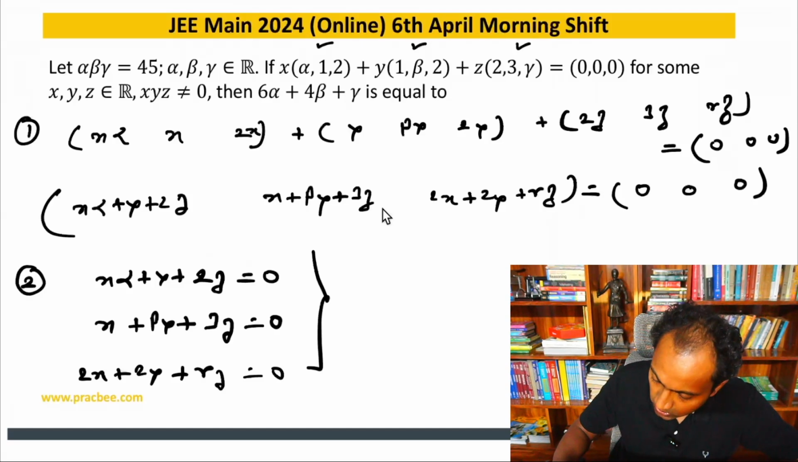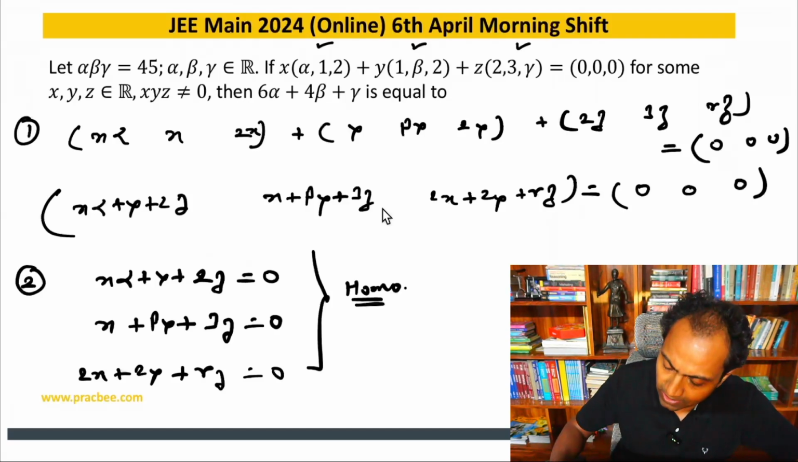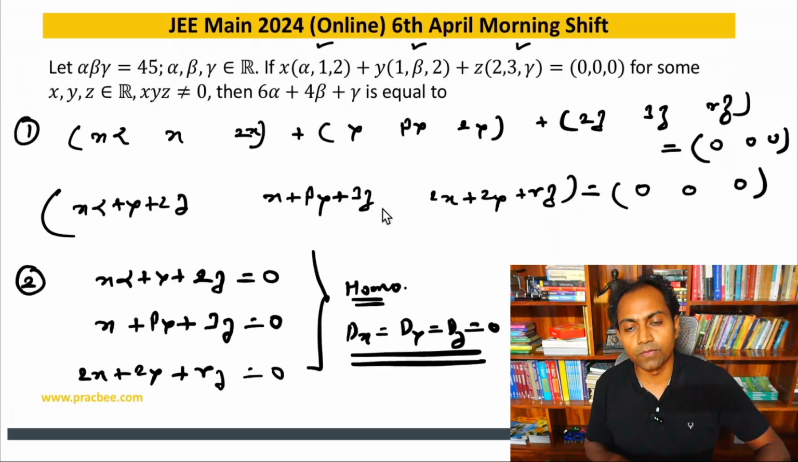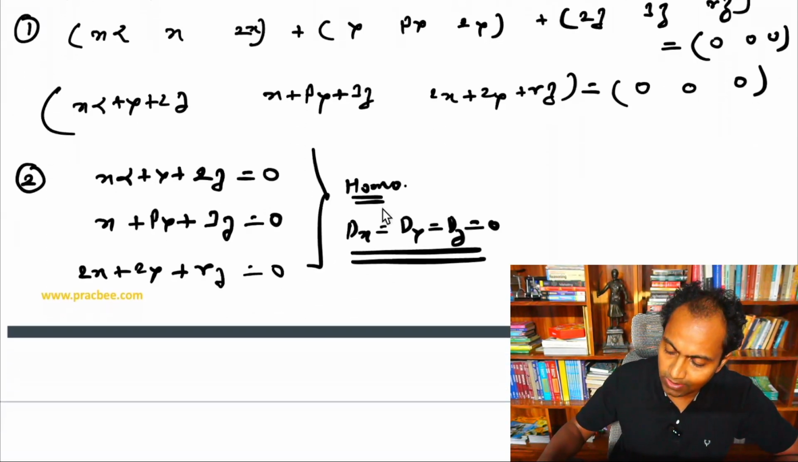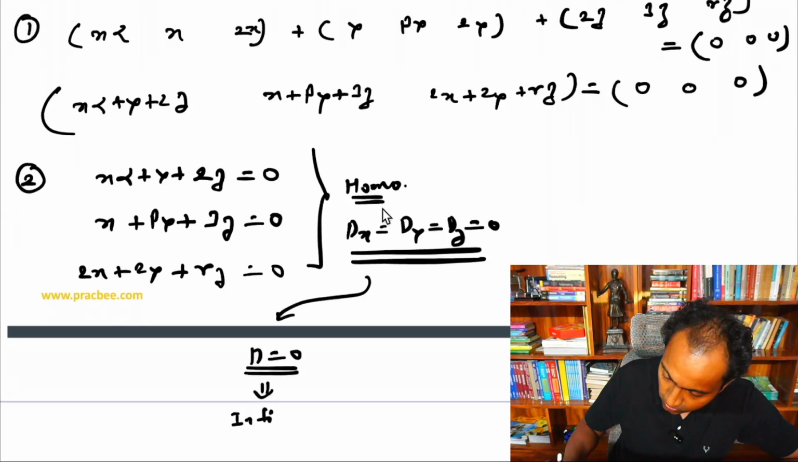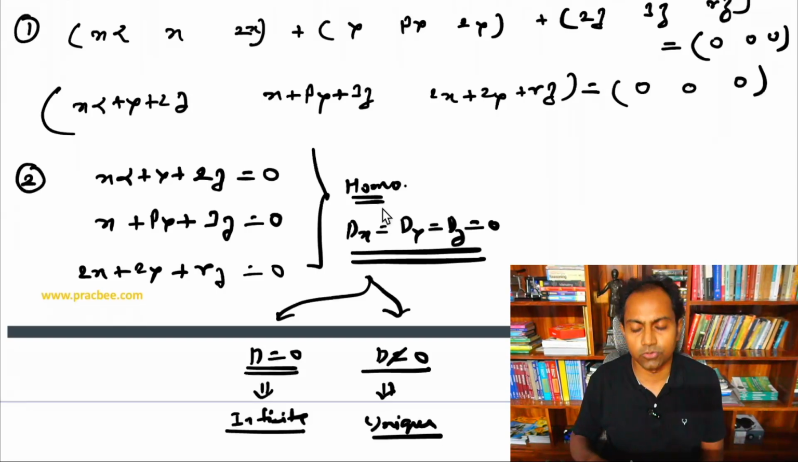We'll call such equations homogeneous equations. Now, what is so special about them? Since the d parts are 0, you can see that dx, dy and dz will be 0 by default. So only two scenarios are possible: either d is equal to 0 or not. If d is also equal to 0, then this will have infinite solutions, or d will not be equal to 0. In that scenario, this will have a unique solution, and that unique solution will be 0, 0, 0.